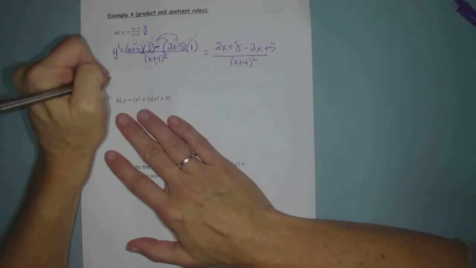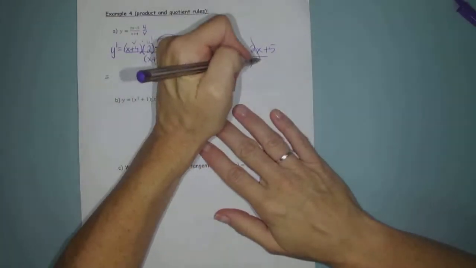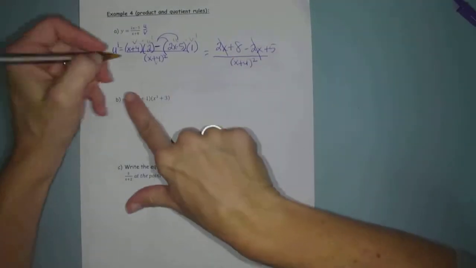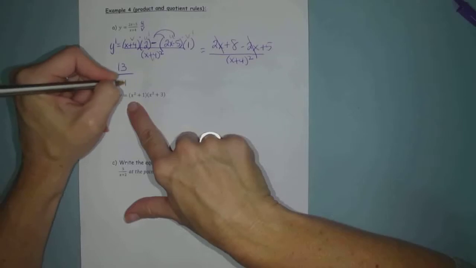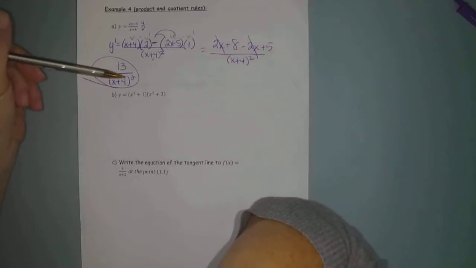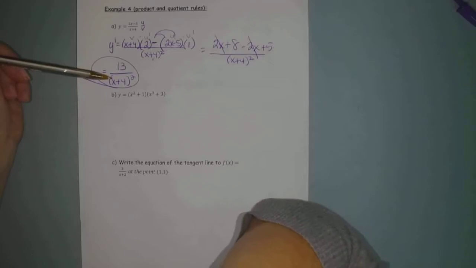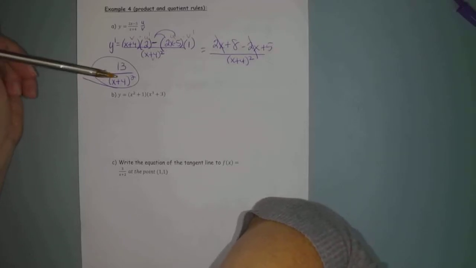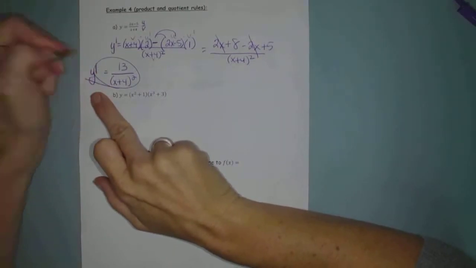Okay, continuing to simplify, the 2x and the negative 2x will cross out. 8 plus 5 is 13, and this is all over (x plus 4) squared. And that's the derivative. That's y prime. Now, students will ask me, Miss Callahan, should I square this out? Like, should I FOIL this? It's okay if you do, but I want to remind you what we just found here. This is y prime.